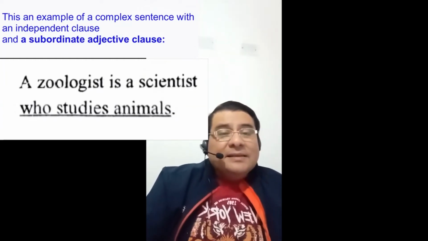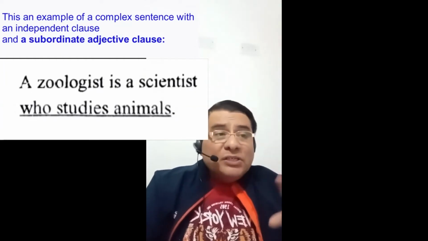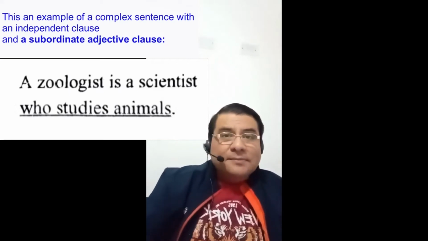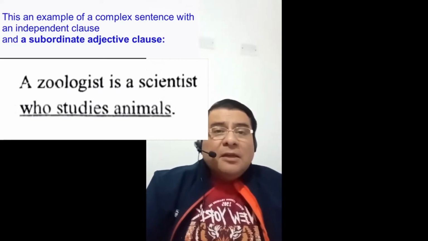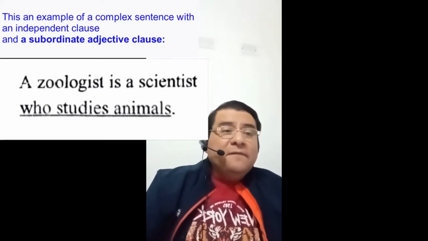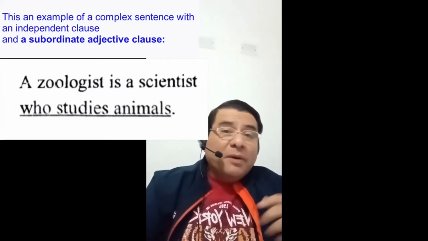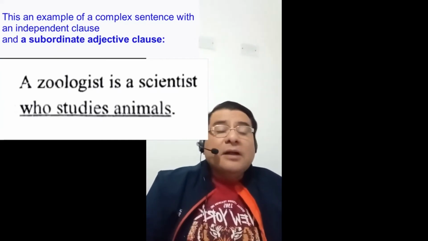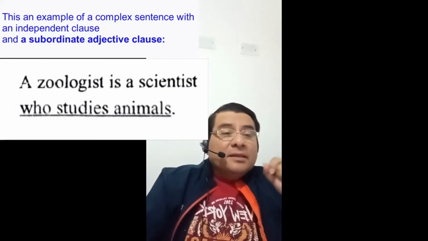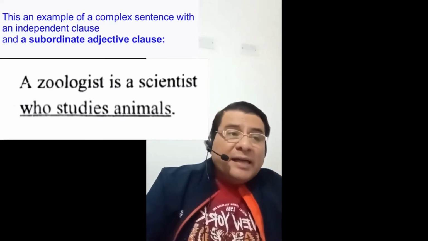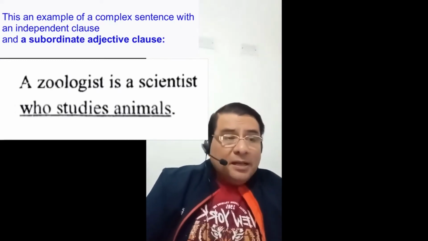Okay, you may see that there is a main clause. A zoologist is some kind of scientist. But instead of using perhaps one adjective, such as a good scientist or a smart scientist, we're using here a clause. Actually, a group of words, who studies animals, is a subordinate clause.